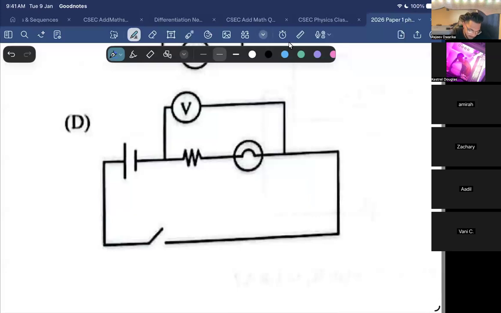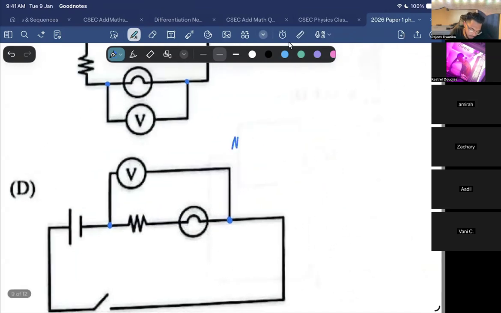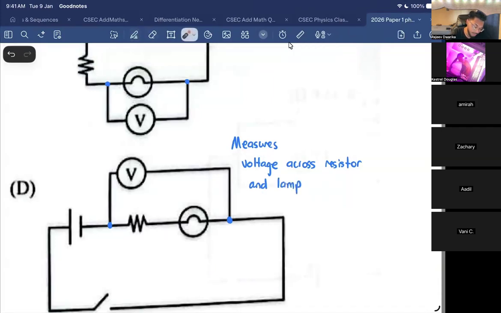Because it's not... What am I measuring? The voltage across the resistor, but it extended with the lamp also, so that's why I'm confused. This will be wrong because this measures voltage across the resistor and the lamp. Yeah, which would actually be equal to this voltage.